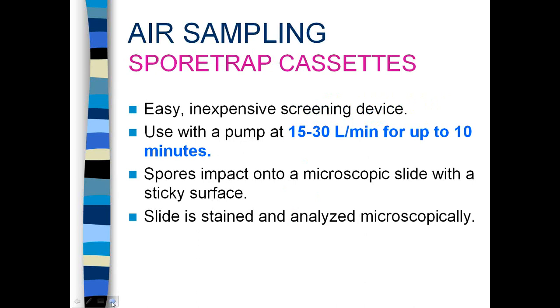Air sampling for mold is often done with spore trap cassettes. Spore trap cassettes are easy, inexpensive screening devices used with pumps that flow at 15 to 30 liters a minute for very short sample times up to 10 minutes. They resemble a standard filter cassette, but there is no filter inside. Instead, the collected spores impact onto an internal microscopic slide with a sticky surface. Then the slide is stained and analyzed microscopically by the lab.